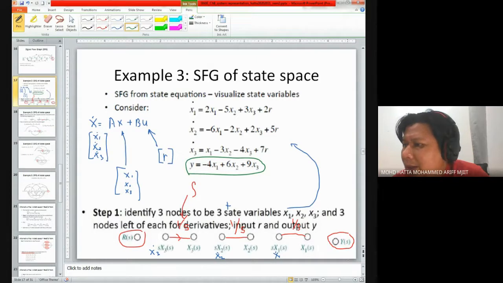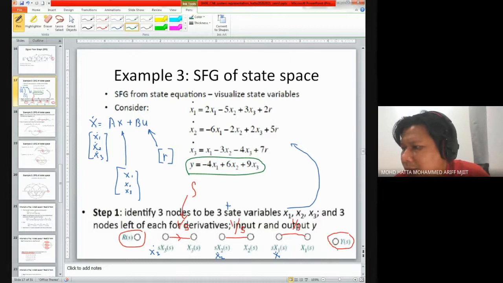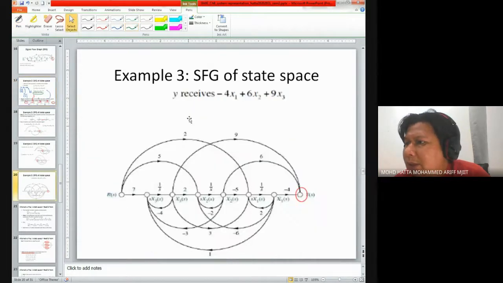And remember, at the farthest right hand side, we have a circle which is labeled as y of s. So if we have an equation of y equal to blah blah, meaning that we need to draw a line which represents that equation. So here we have y equals negative 4x1. Where is negative 4x1? We know that next to y is x1. So we draw a line from x1 to y and put an arrow to it and put it as negative 4.